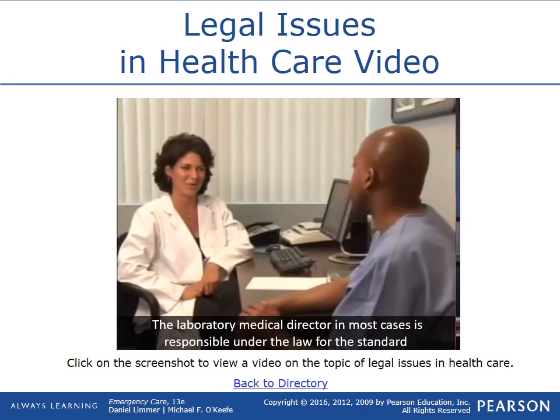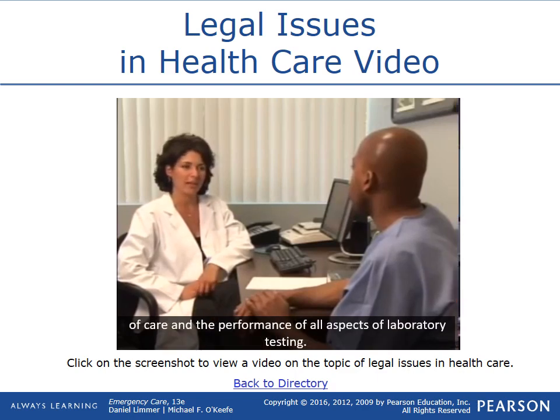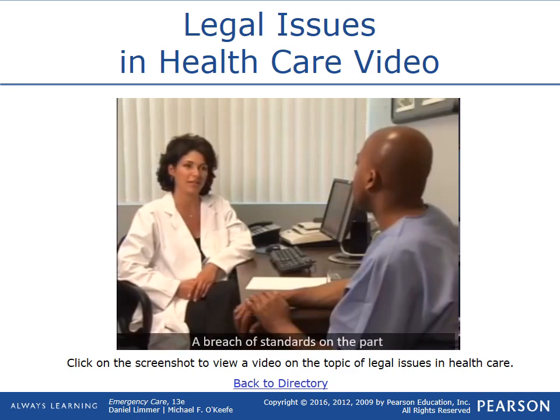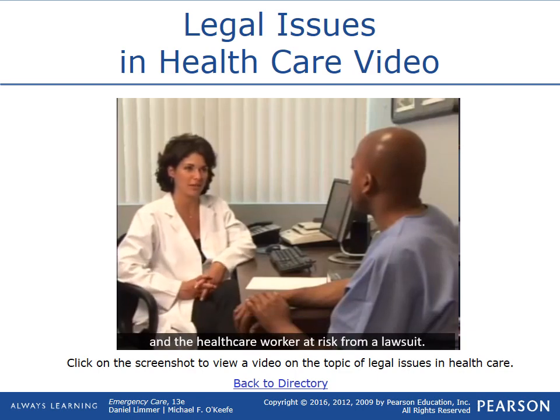The laboratory medical director, in most cases, is responsible under the law for the standard of care and the performance of all aspects of laboratory testing. A breach of standards on the part of the healthcare worker collecting blood could place both the medical director and the healthcare worker at risk from a lawsuit.